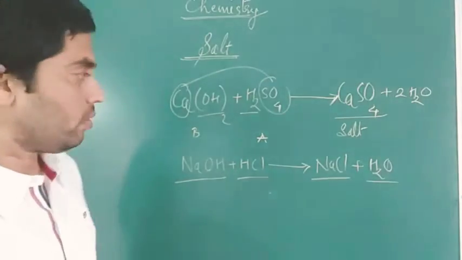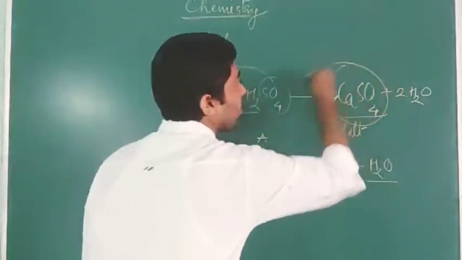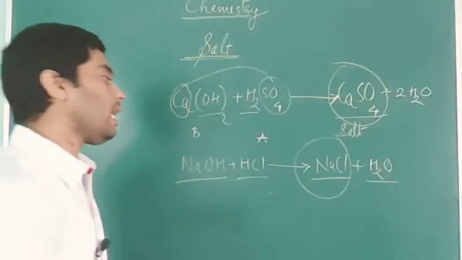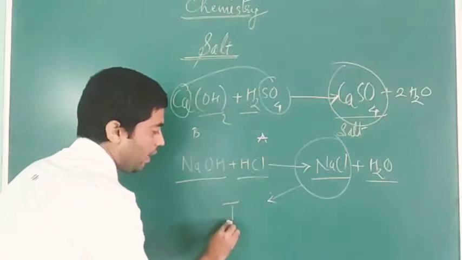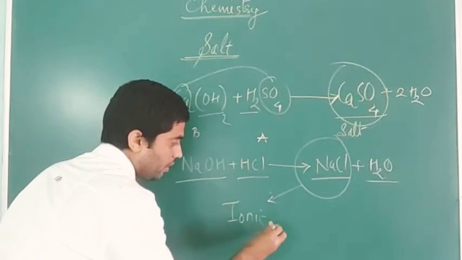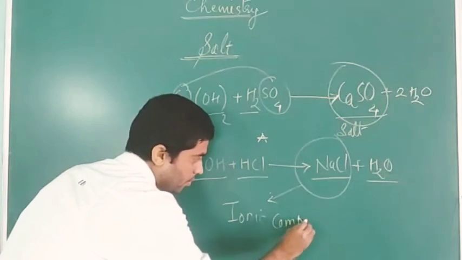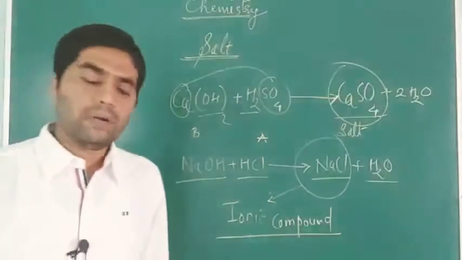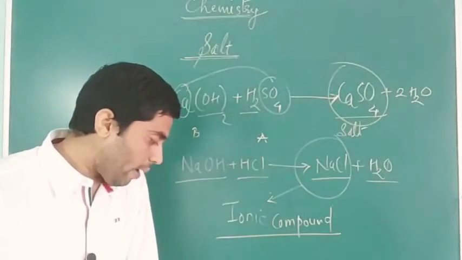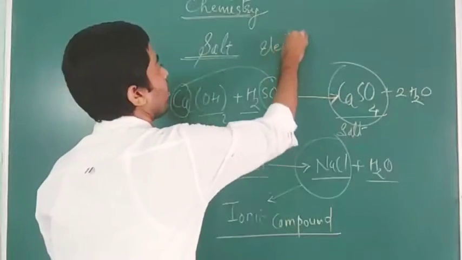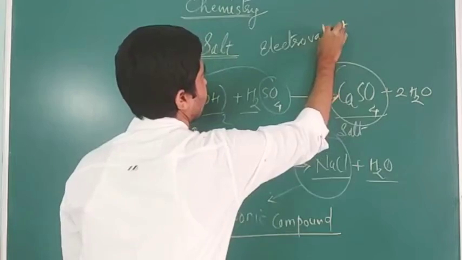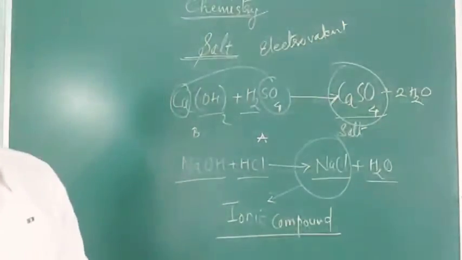The salts we have seen, calcium sulfate and sodium chloride, are ionic compounds. And an ionic compound is also called an electrovalent compound. This point you have to note side by side.